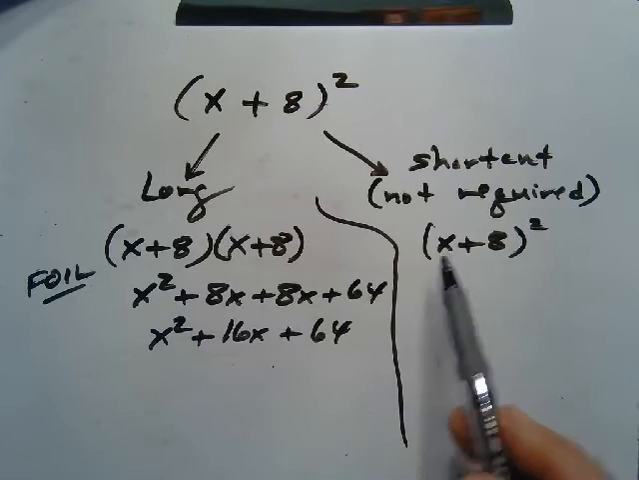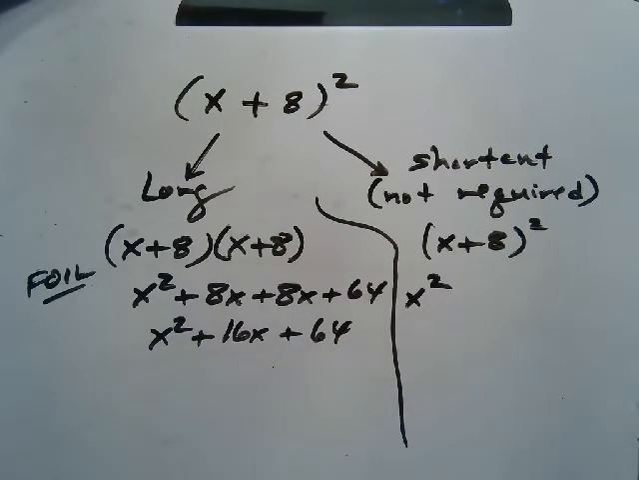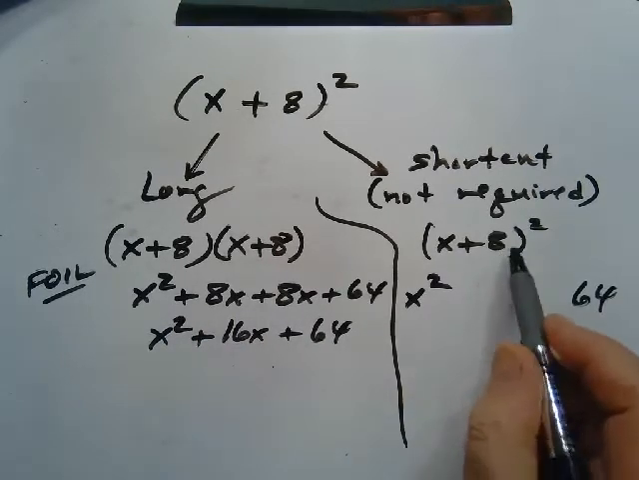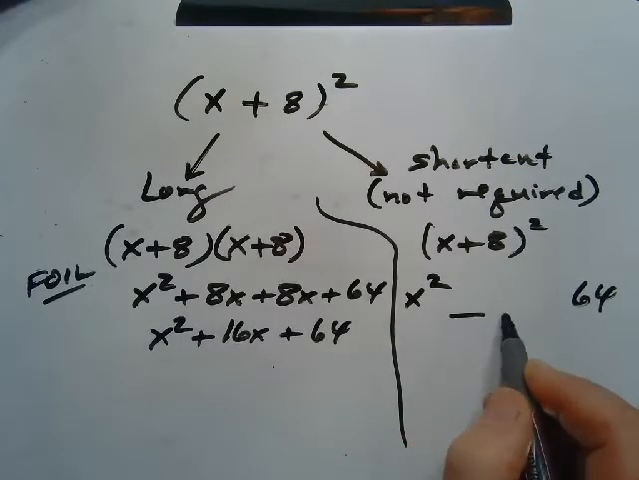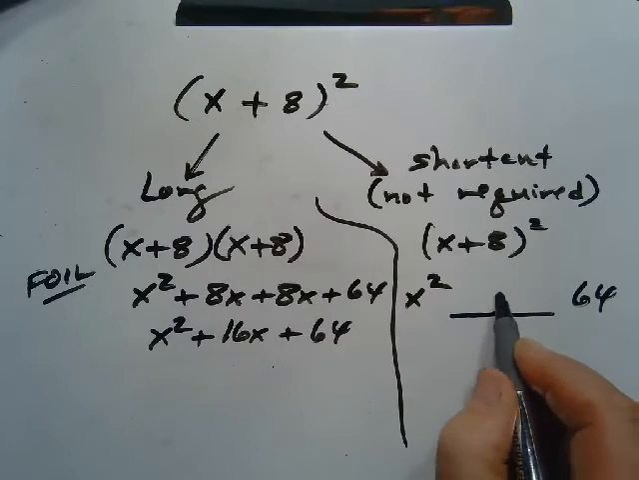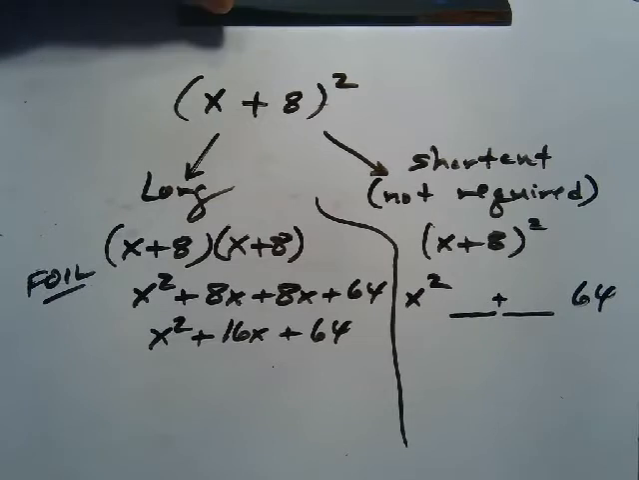The first term would be x times x, or x squared, and the last term was 8 times 8, or 64. And you can see that right from here, but what's missing is those middle terms. We also know that the two middle terms are exactly the same. They're the same term, and we're going to add them together.